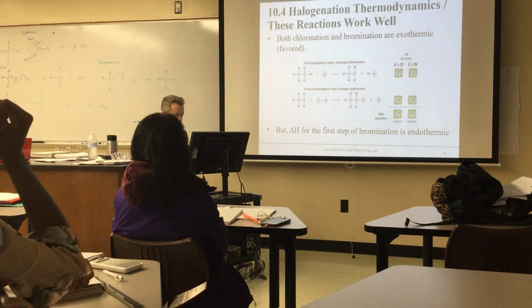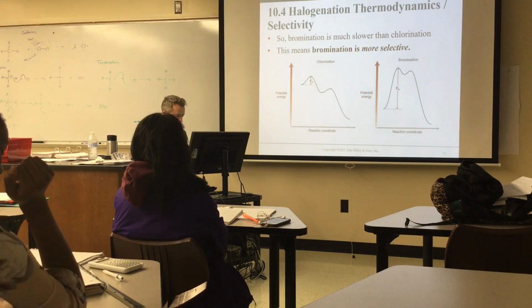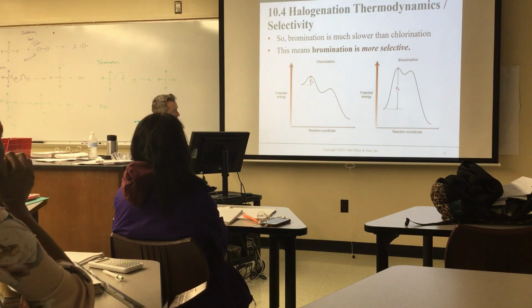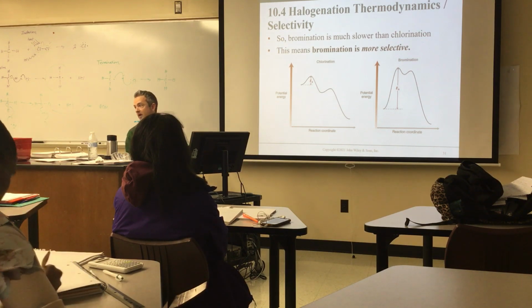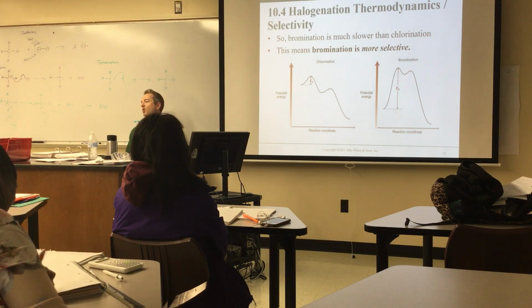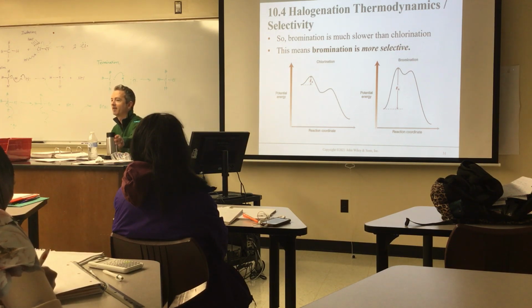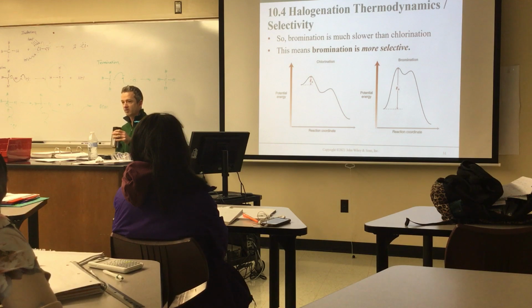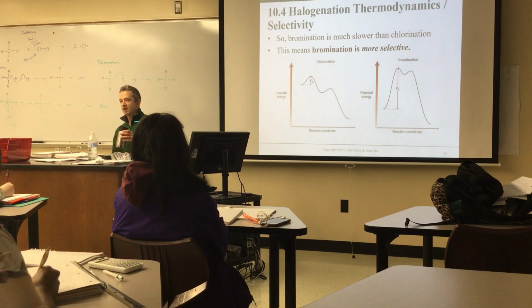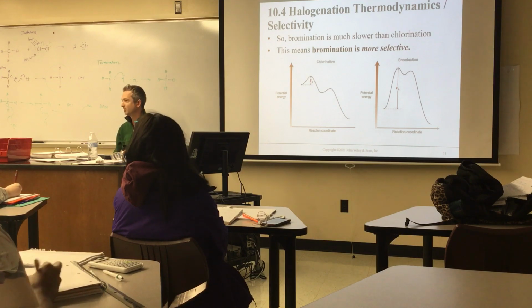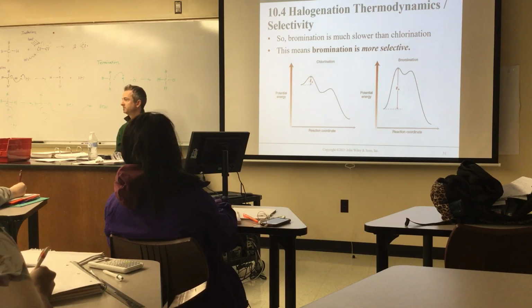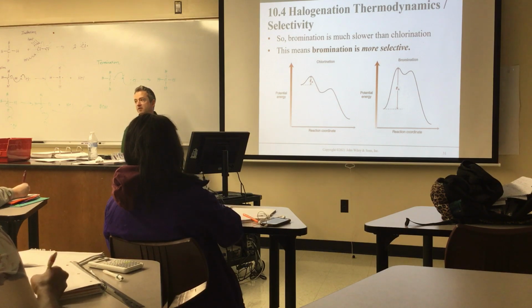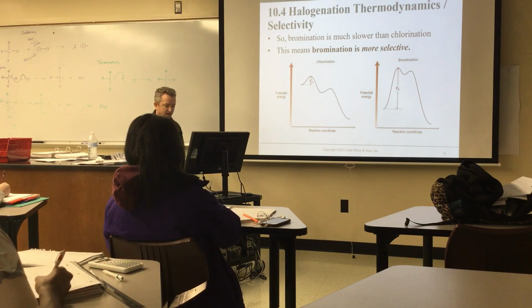Let's go down to selectivity and start looking at this. Bromination is much slower, and that should make sense to you. If something is slower, what's it going to allow for? Control. That's right. The reason you get more selectivity with bromination is because the radicals can rearrange themselves to become more stable in the time scale that the bromination is occurring. Does that make sense? I'll show you a mechanism in just a minute.